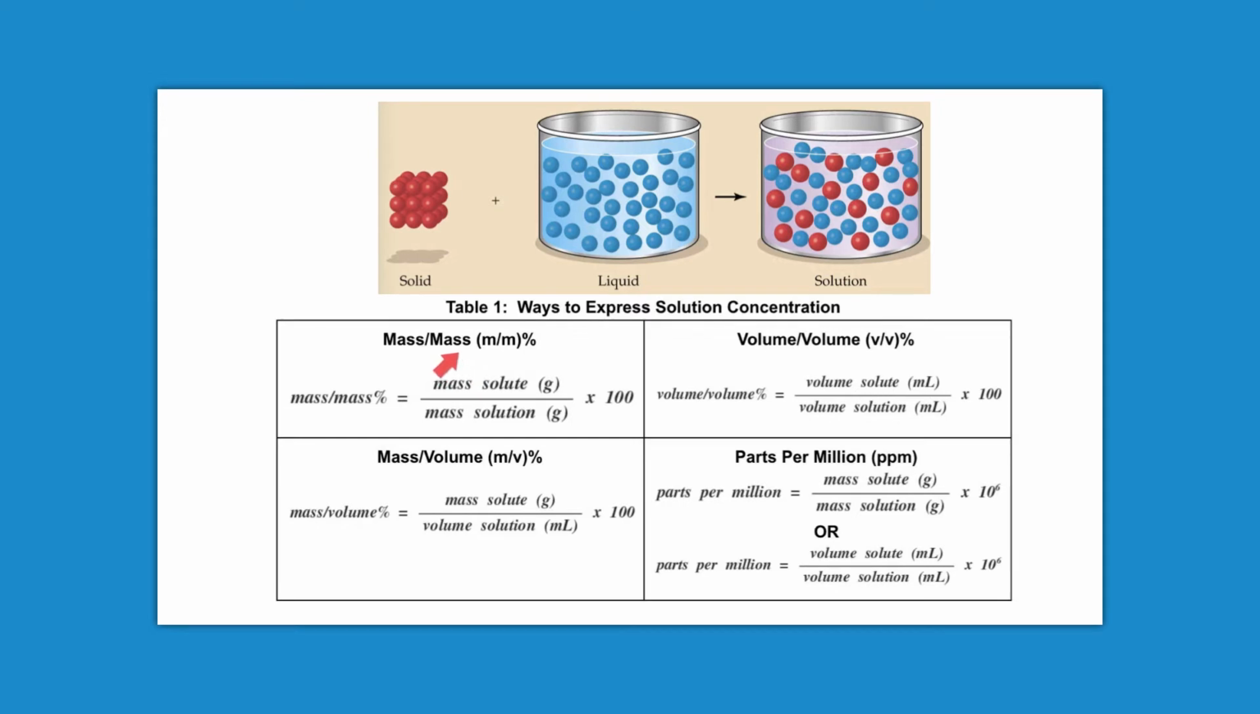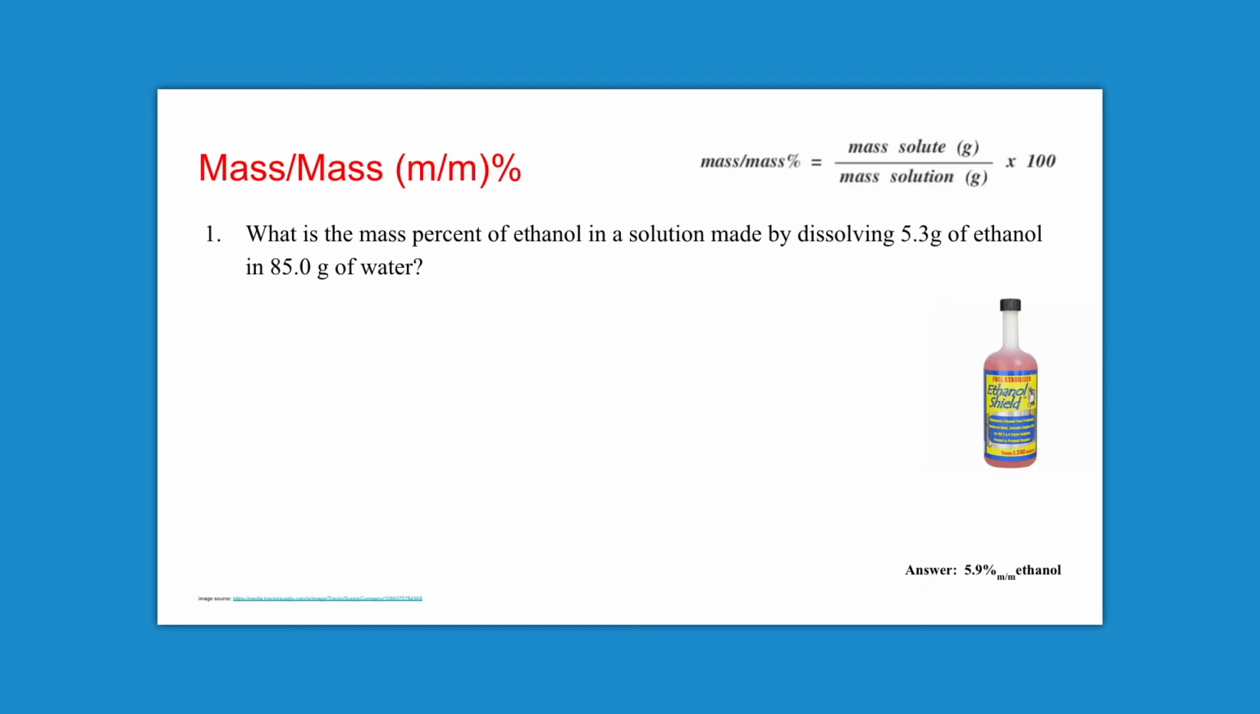We're going to look at mass percent, volume percent, mass volume percent, and parts per million as ways of describing solution concentrations. In this specific video, we're going to look specifically at mass percent. In a mass percent concentration problem, we're looking at the mass of the solute we have relative to the mass of the entire solution. And to make it a percentage, we multiply by 100.